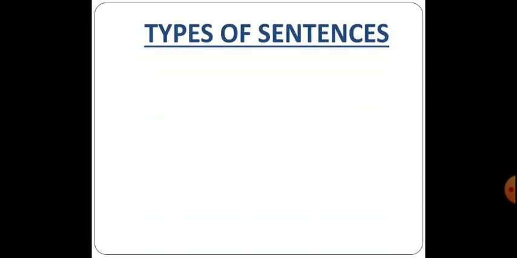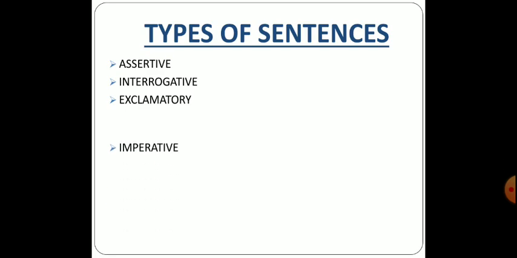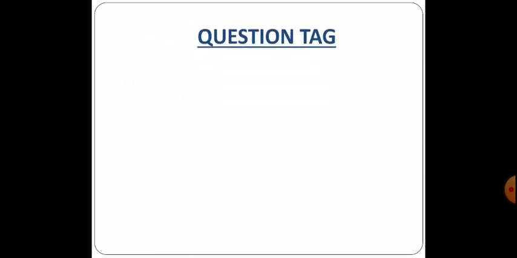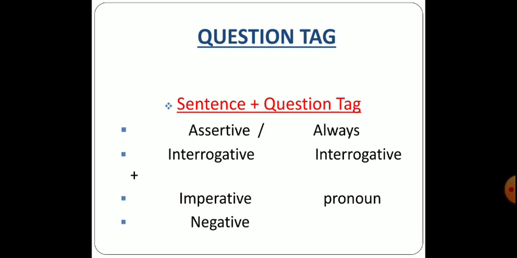So first of all, let us try to understand the types of sentences. We have assertive sentence, interrogative sentence, exclamatory sentence, imperative sentence, and negative sentence. Question tag. Now, before that, let us understand the formation of question tag.